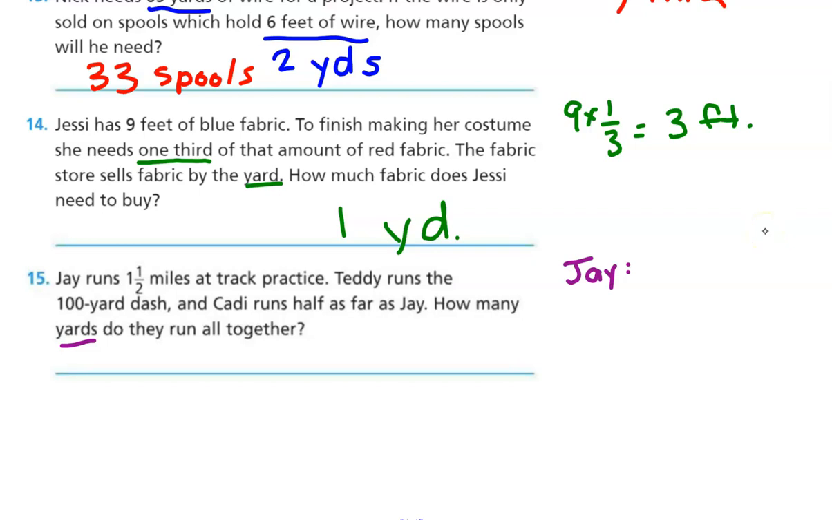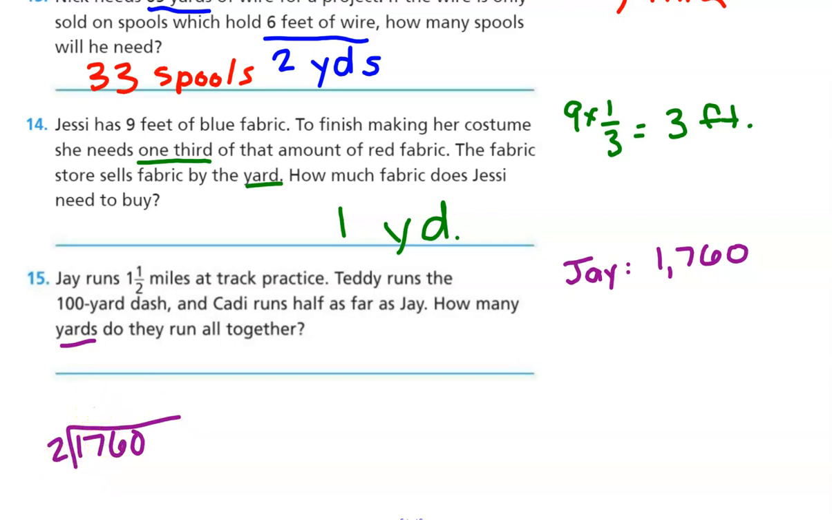Well, I know that there are 1,760 yards in a mile. So I know that I'm going to have one group of 1,760 yards because that's his 1 mile. But then I also need to find a half of a mile. So I need to find half of this amount and add it to it. So let's figure out what half of 1,760 is. I'm going to divide that by 2.